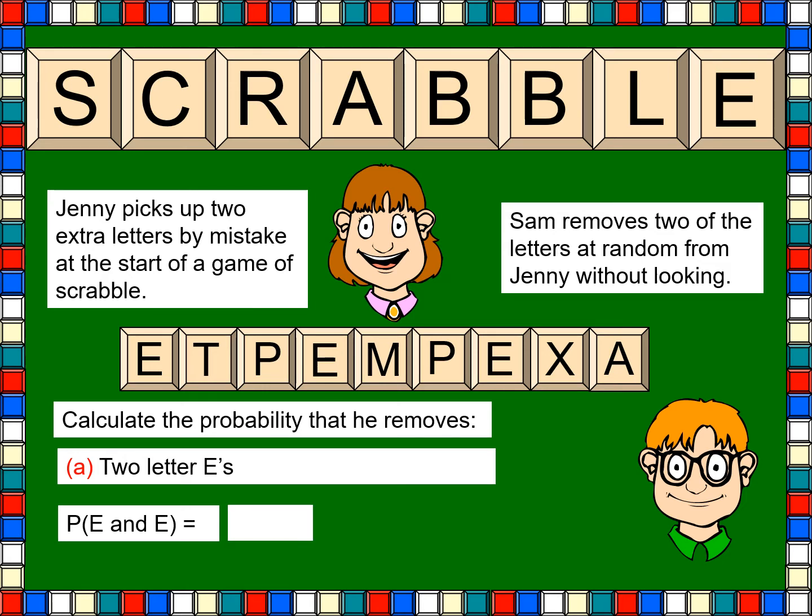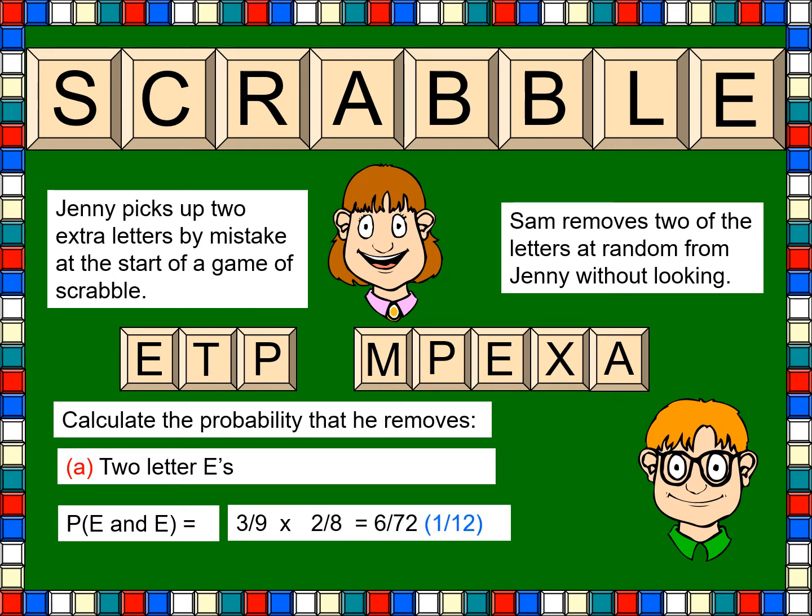To begin with, there are 3 letter E's out of the 9 letters that Jenny has. However, once Sam removes that letter E, we're now down to 2 letter E's out of 8 remaining letters. So 3 over 9 for the first E times 2 over 8 for the second E, giving 6 out of 72, simplified to 1 over 12.